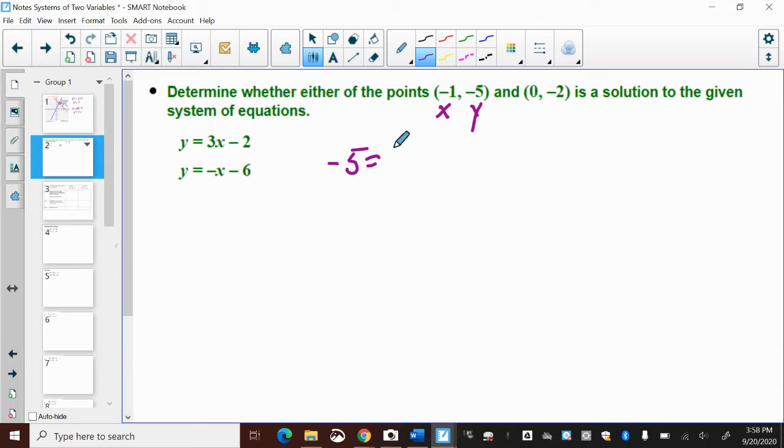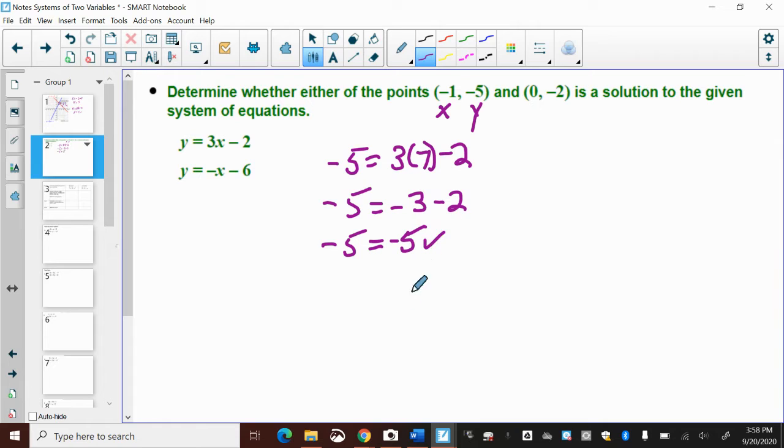negative 5 is equal to 3 times negative 1 minus 2, so 1 over here. That would get us minus 5. Positive 3 times negative 1 is negative 3 minus 2. Now the signs are the same. Signs are the same, we add the numbers, keep the signs, so that one checks. Then we have to try the second equation as well.